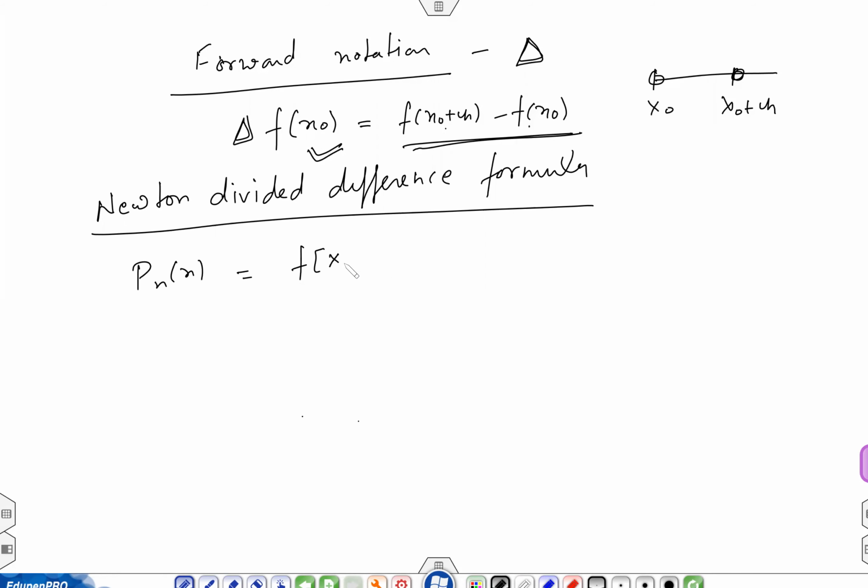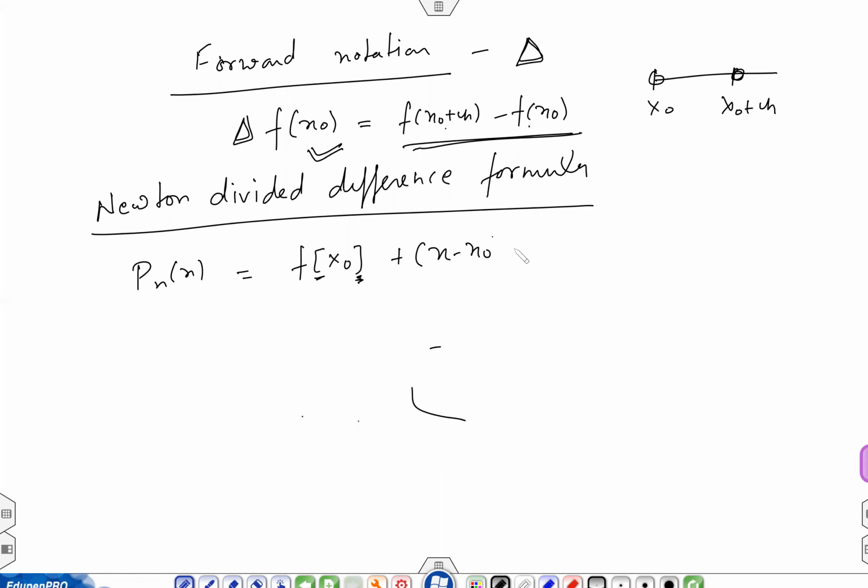f of x naught. I have seen some videos on YouTube where they have used a small bracket, but this small bracket should not be there. We always express divided difference with a square bracket. If it is a square bracket, that means it is a divided difference. Not many people have noticed this mistake of taking small brackets. This is the standard notation; if it is not given this way in a book, that means they are doing it wrong.